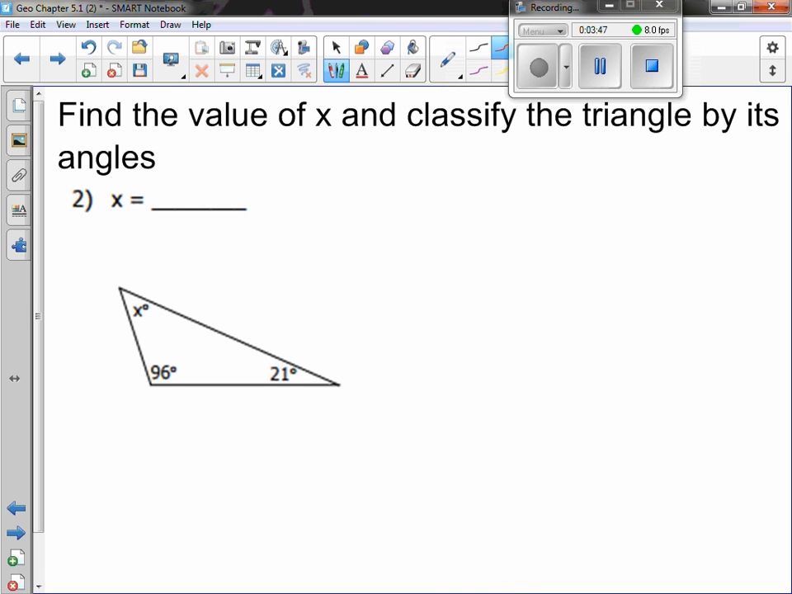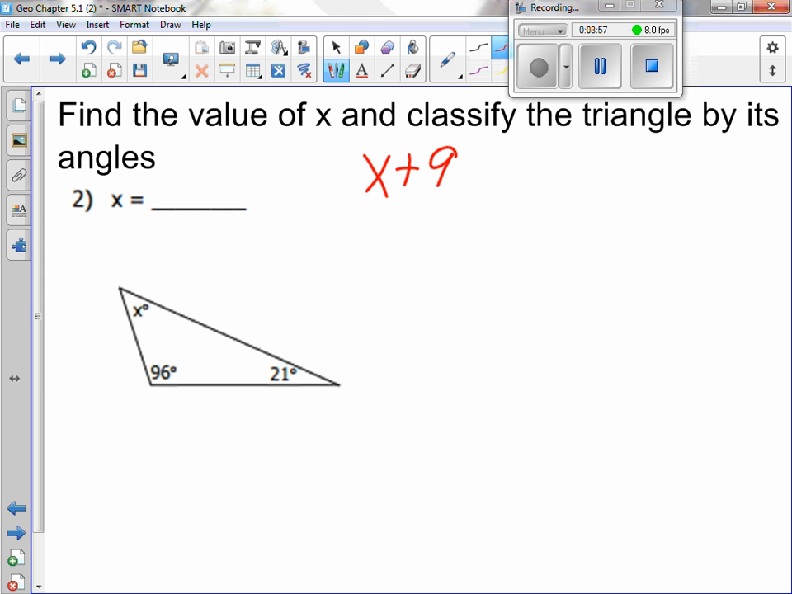Let's look at this one here. Now, we know these three angles add together to be what? 180, and we want to know the value of x. So we know that x plus 96 plus 21 is going to equal 180 degrees. The interior angles of a triangle add together to be 180. So we set it up. Now we can combine like terms, our 96 and 21.